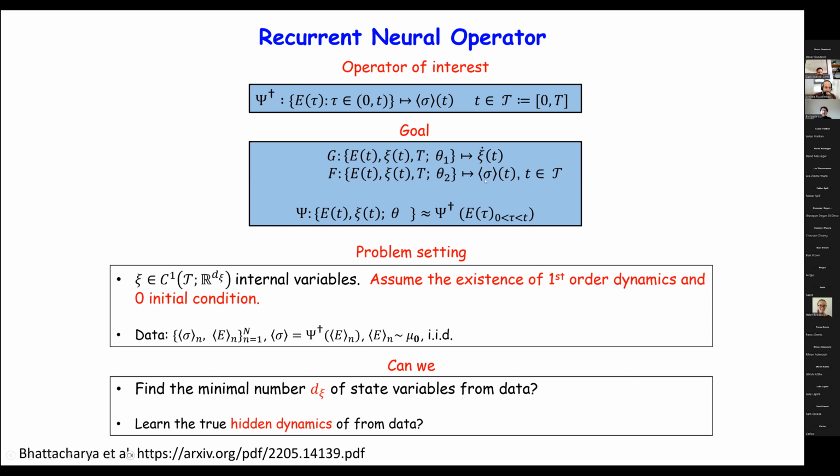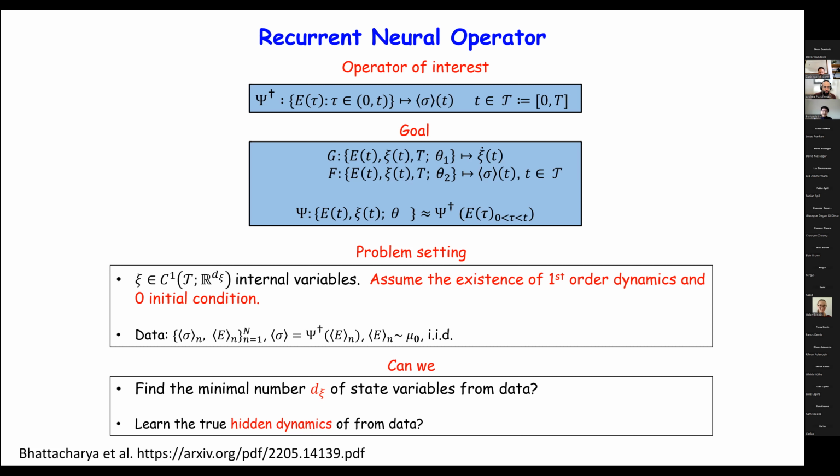and learn that to my output stress. To that end, we call the combination of G and F our psi, and we use this to approximate psi dagger, which is my operator of interest. With this kind of structure, we're asking ourselves two questions.